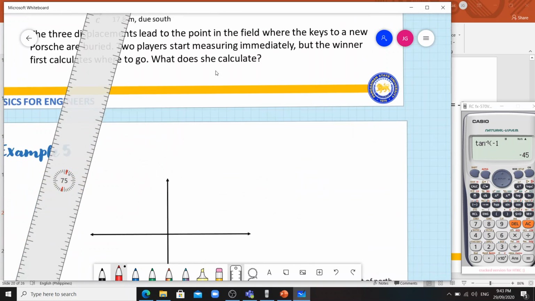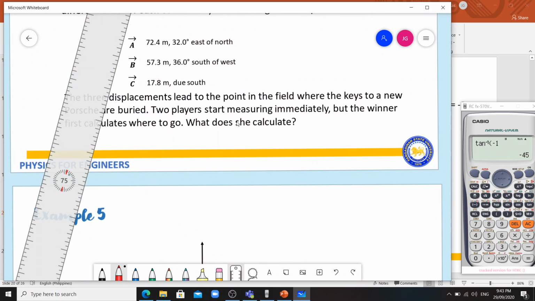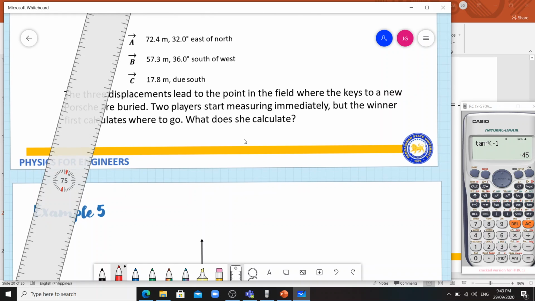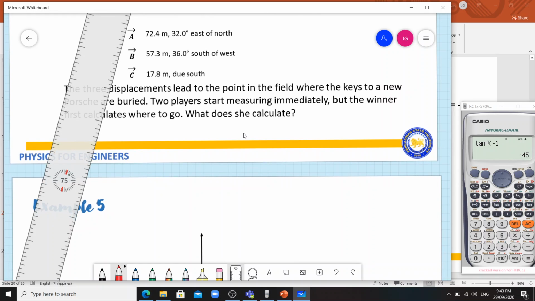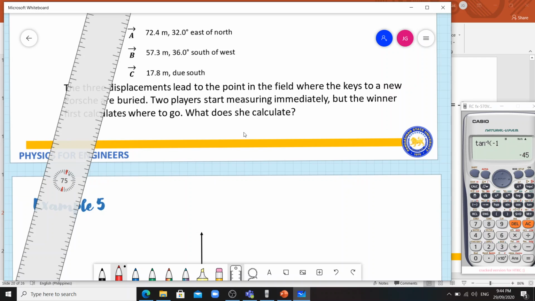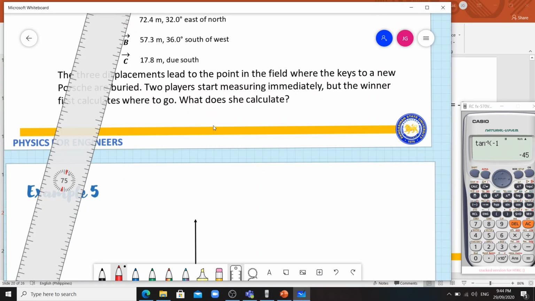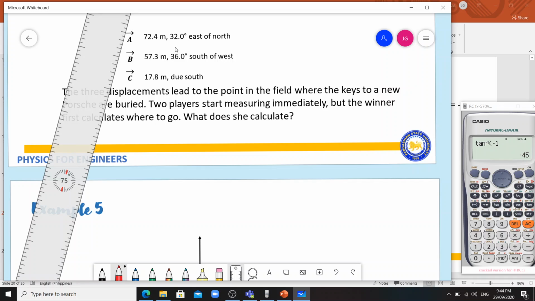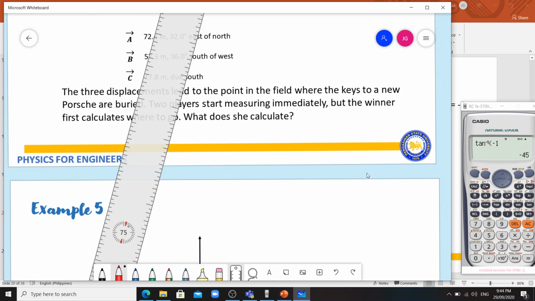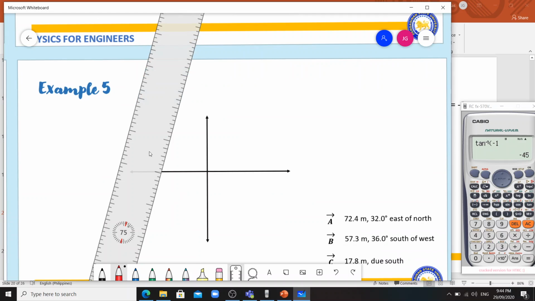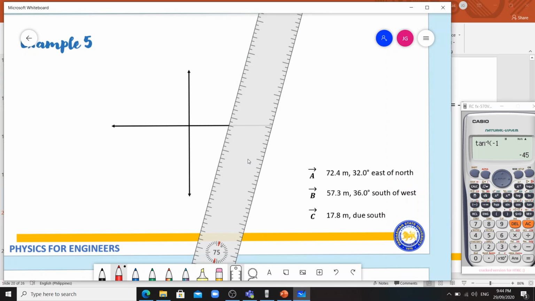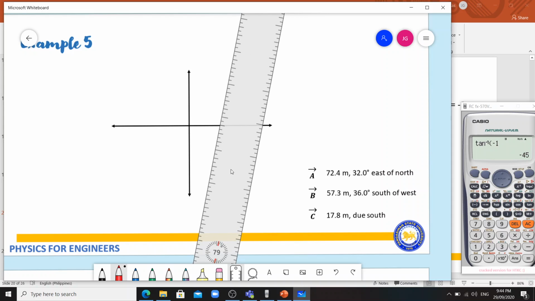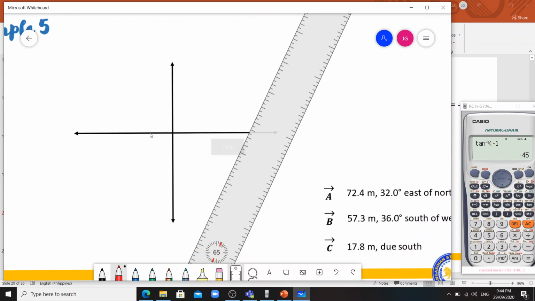Okay. So, try nating i-drawing muna. Ito na naman tayo sa drawing. Vector A is 72.4 meters, 32 degrees east of north, tapos 57.3 meters south of west, then 17.8 meters due south. Tansyahin na lang natin, pakita lang natin kung ano yung direction, di ba? Sabi niya, 32 degrees east of north. Okay, east of north. So, ibig sabihin, ang angle natin is dito. Yan. 32 degrees daw. Tansyahin na lang natin. So, ito, kailangan nating itansya. Lakayan natin konti.